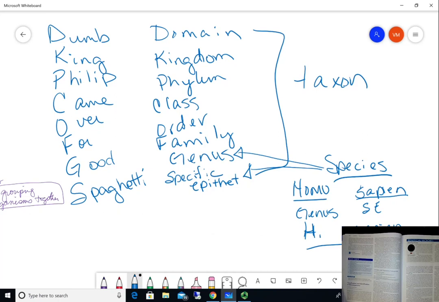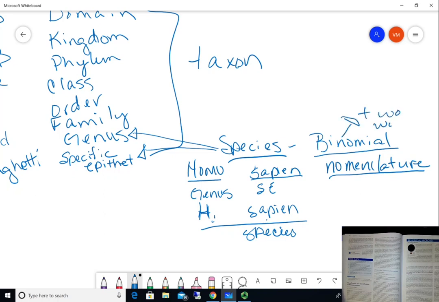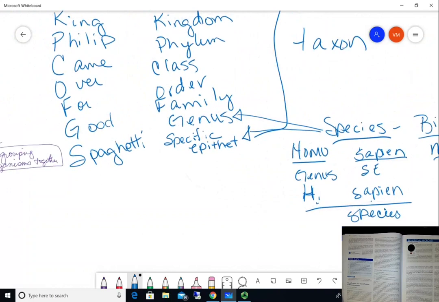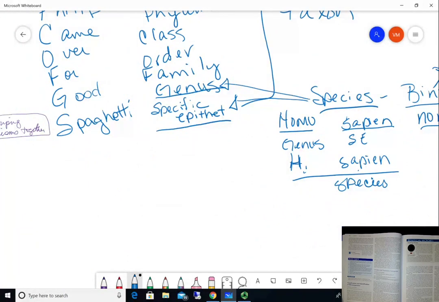All right. This is a two-word system that was created by Carolus Linnaeus. And we call this binomial nomenclature. Now, what is binomial nomenclature? Well, binomial, two words. And nomenclature is nothing more than vocabulary, typical words. Okay, your nomenclature. So, it is a two-word name that gives us our specific species, and it consists of our genus group and our specific epithet. These together give you your species name. And he came up with that 300 or 400 years ago.